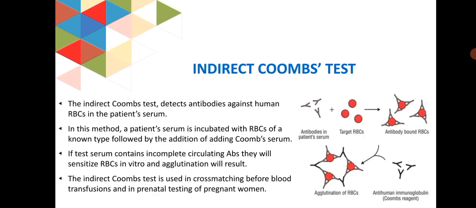Indirect Coombs test. The indirect Coombs test detects the antibodies against human RBCs in the patient's serum. In this method, the patient's serum is incubated with RBCs of a known type, followed by the addition of Coombs serum. If test serum contains incomplete circulating antibodies, they will sensitize RBCs in vitro and agglutination will occur.